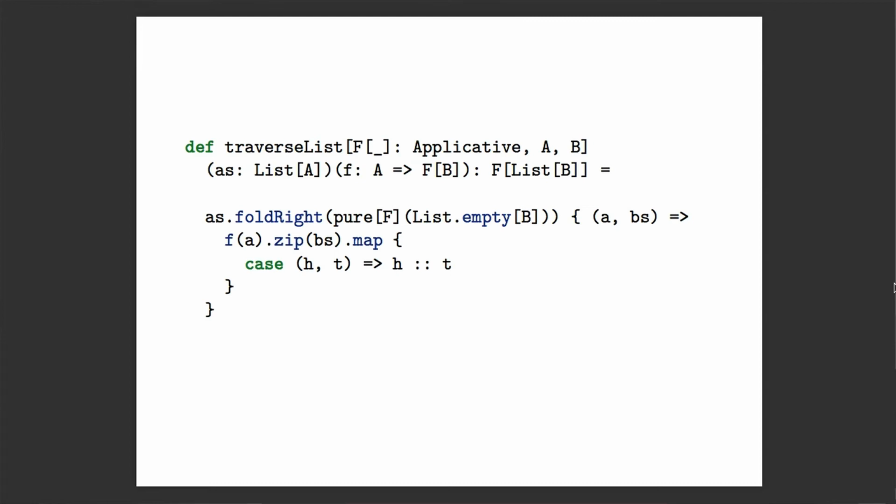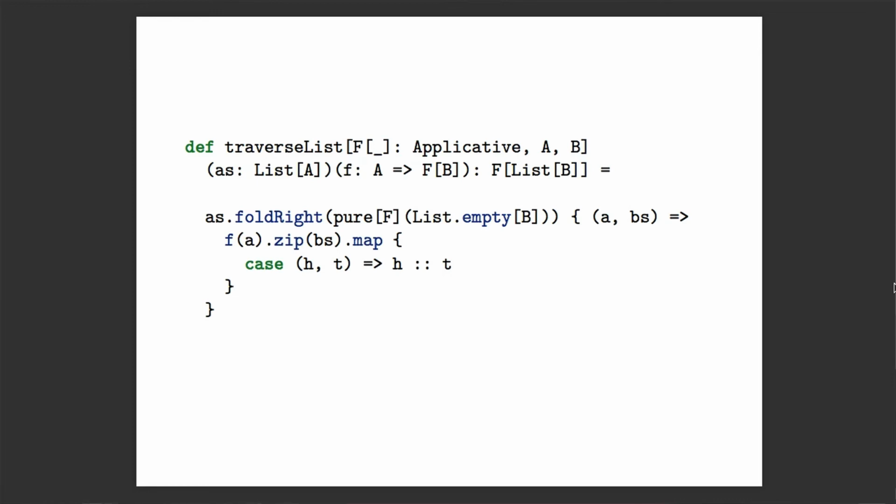So we walk down the list. We start out with an empty b value that we lift into f to start us off. So that's where pure comes in useful. And then for each a that we encounter and the accumulator so far, we apply the effectful function to the a to get our f of b. We zip it with the accumulator, and then we map over it to actually prepend it.